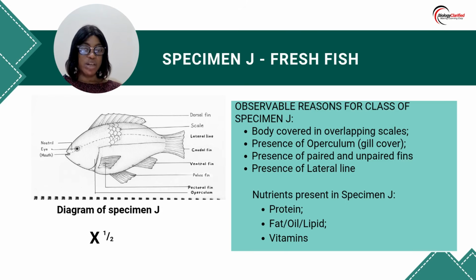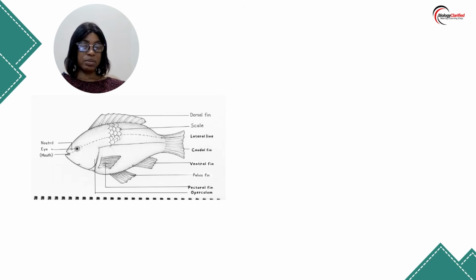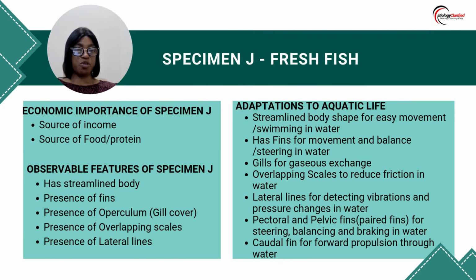Body covered in overlapping scales, presence of operculum, presence of paired and unpaired fins, presence of lateral line. Nutrients present in specimen J: protein, fat and oil (lipid), vitamins. Economic importance of specimen J: source of income, source of food or source of protein.